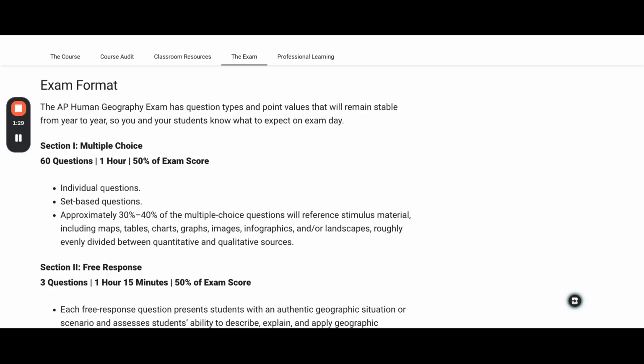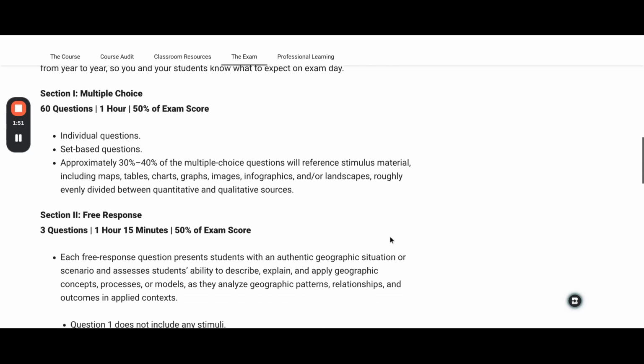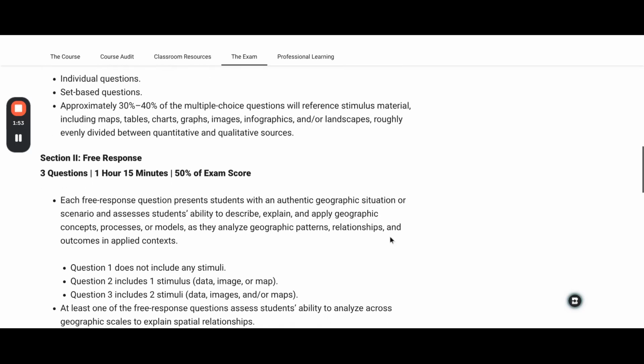We see that stimuli can be composed of a whole bunch of different things. We can see maps, tables, charts, graphs, images, infographics, landscapes, and even just pictures of different situations and scenarios throughout history. We also see that they're evenly divided between quantitative and qualitative sources. So when we're looking at those types of data, we want to make sure we know what's going on.